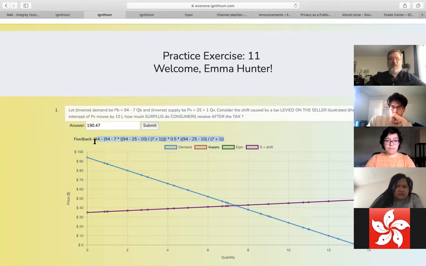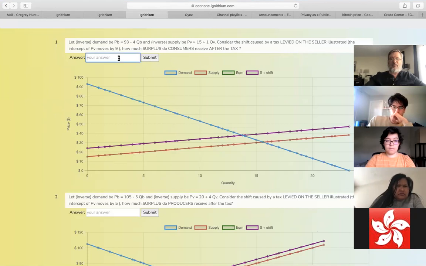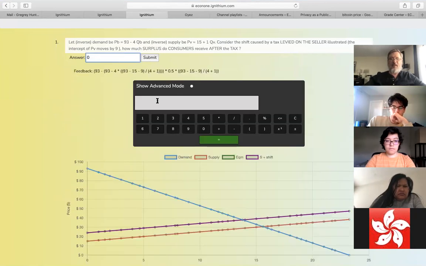So I'm going to go ahead and grab this one and go over here, and I'll just put a 0 in there to get a calculator button. Yeah, there you go. So in this case, I think Ignithium would probably score it correctly. I don't know why there's a little bit of rounding error, but it seems pretty close. So I'm guessing we would get that one right.